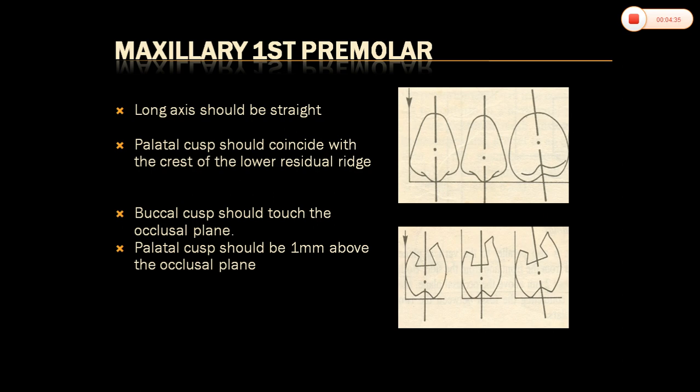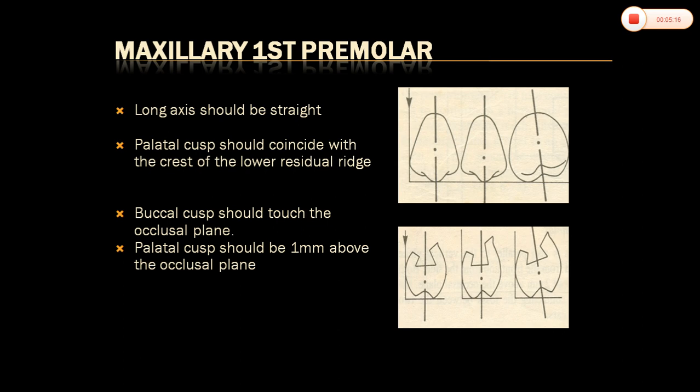As I already told you, when you are arranging the posteriors, draw the residual ridge line of the mandible. When you arrange the maxillary first premolar or maxillary second premolar, or in fact the maxillary posteriors, all the palatal cusps should touch or fall on this line. So your maxillary palatal cusp should coincide with the crest of the lower residual ridge.